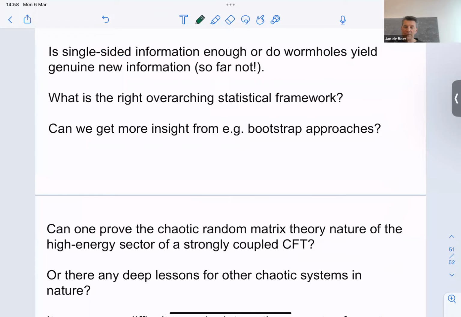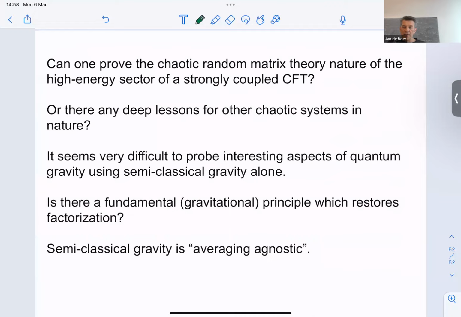It's also interesting whether this chaotic random matrix theory nature of the high energy sector can really be proven. In other words, can we prove random matrix universality of strongly coupled CFTs? It seems very plausible, but is there a way to make that even more plausible or even prove that somehow? And what would be proving that? We don't know. Maybe what we're doing here seems to not rely on gravity all that much. It seems to mostly rely on general principles of statistical physics. So maybe there are some interesting other deep lessons for chaotic systems in nature.